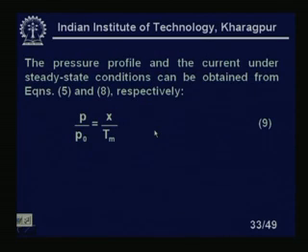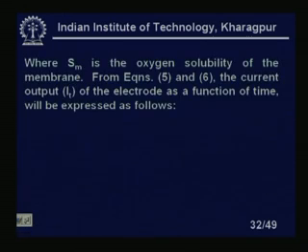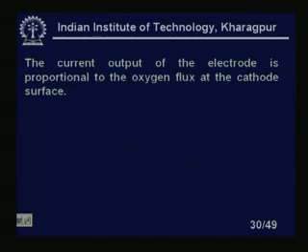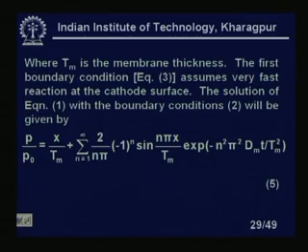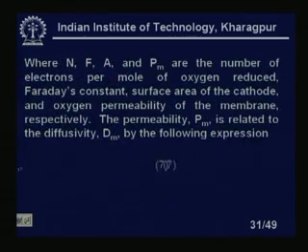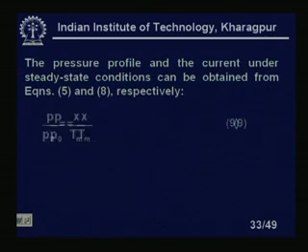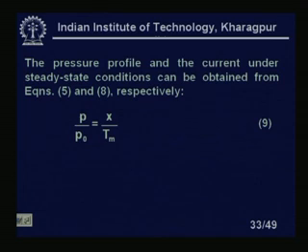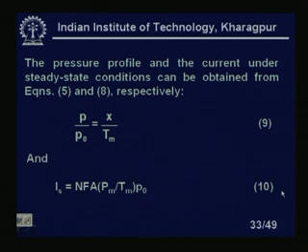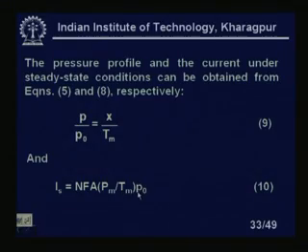The pressure profile and the current under steady state condition can be obtained from equations 5 and 8. Let us look at what 8 and 5 are. We are combining 5 and 8, so we get P by P naught equal to x by Tm, and the steady state current Is, not the total or transient current It, equal to n F A Pm by Tm into P naught, equation number 10.